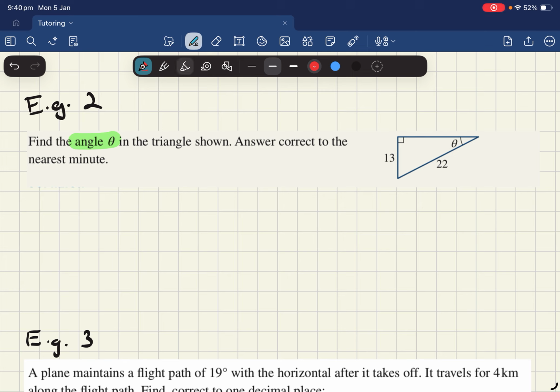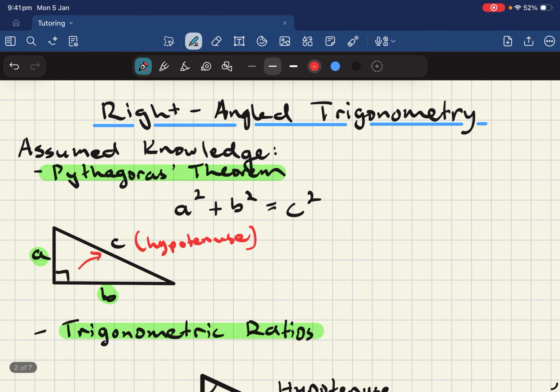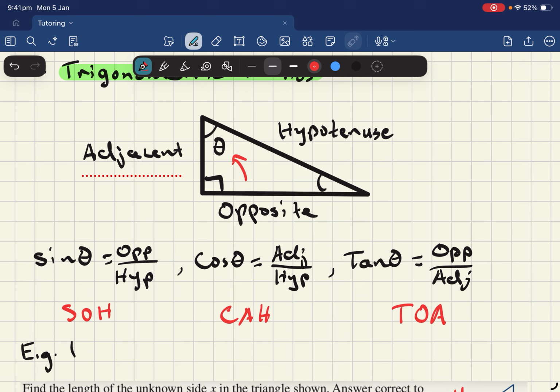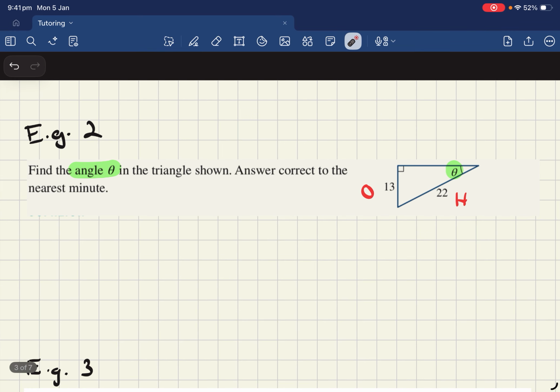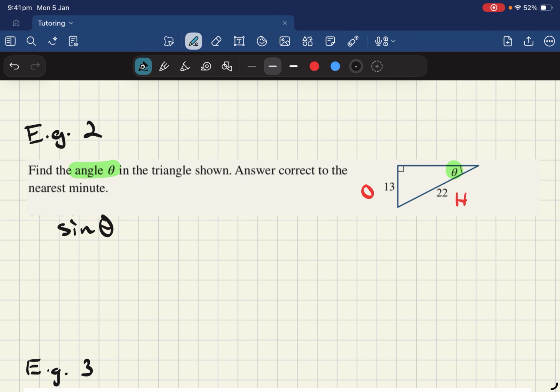So we're given our angle theta. We want to give these sides a name. Now this side 22 is opposite our right angle, so that's going to be our hypotenuse. Remember, the hypotenuse always stays the same. And the side 13 is opposite my angle, so 13 is going to be my O. Now, looking back, when I have opposite and hypotenuse, I am dealing with sine. So I'm going to say the sine of my angle theta equals opposite 13 over my hypotenuse 22.